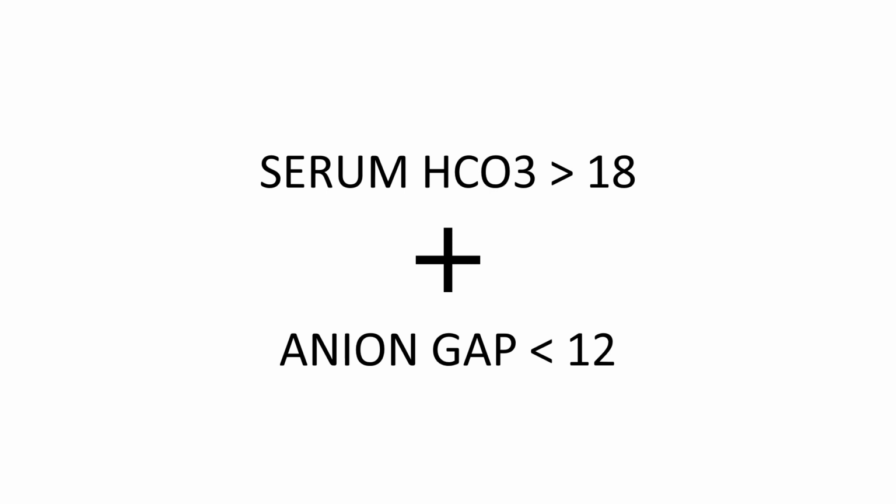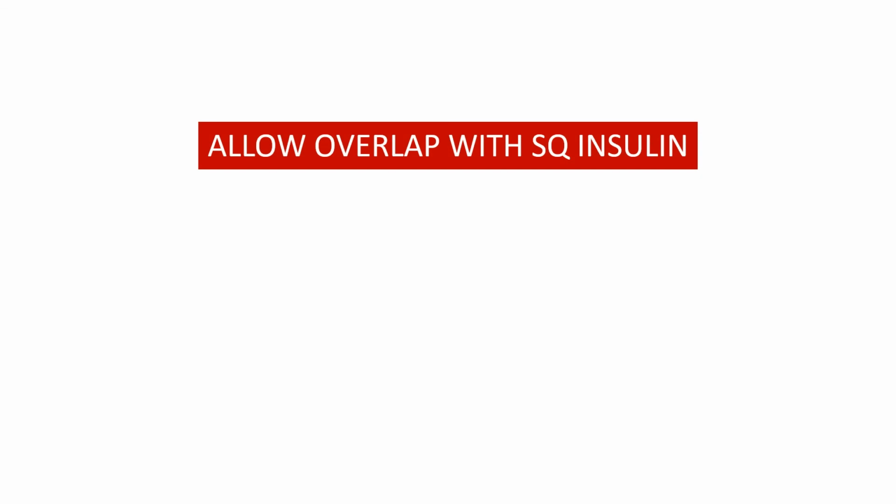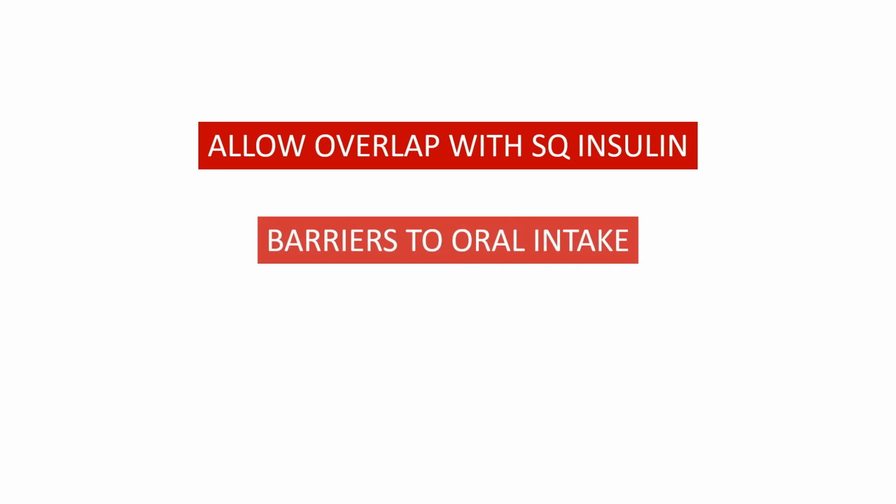There are three important things to keep in mind when transitioning a patient off of an insulin drip to subcutaneous insulin. The first is to make sure we allow at least a 2-hour overlap of subcutaneous insulin with intravenous insulin. The second is that the patient's going to need to eat after being transitioned, and so making sure before we transition that there are no barriers to oral intake, such as altered mental status, dysphagia, or nausea or vomiting.